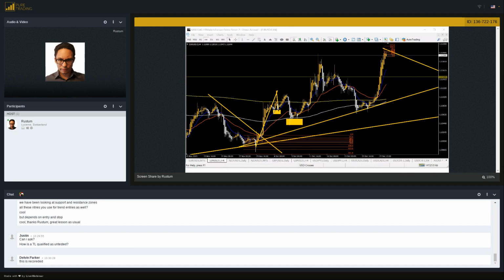How is the trend line qualified and untested? The trend lines are going to be qualified when we have an actual trend line, which means that there must be 2 touches on that trend, because you can't draw the 2 points without there being 2 touches.